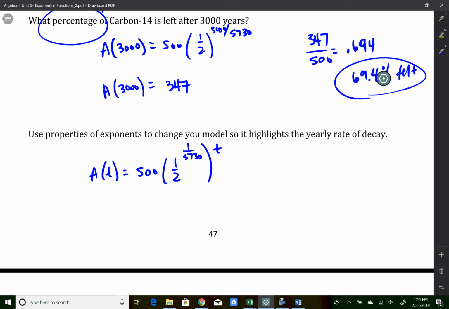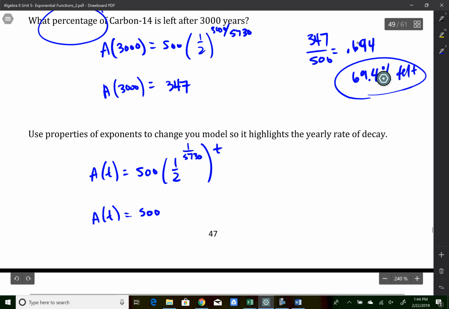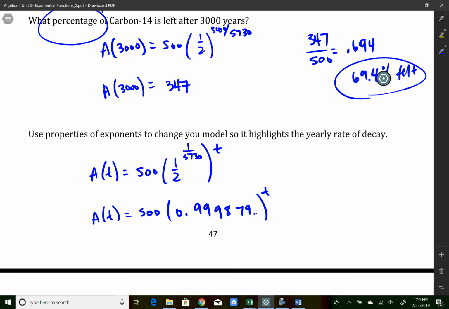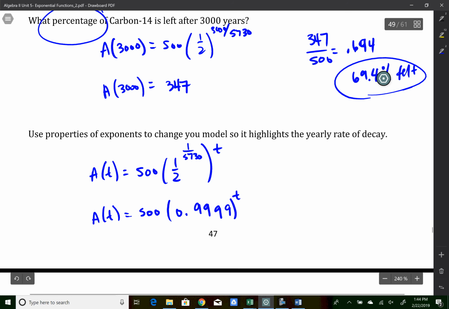And we see that A of t is equal to that initial sample of 500, so that's not going to change. And we have 0.9997879... all to the t power, right? Now, normally we would just round to 4 decimal places, so I could even get rid of this part and just say that's going to round to 0.9999 to the t.